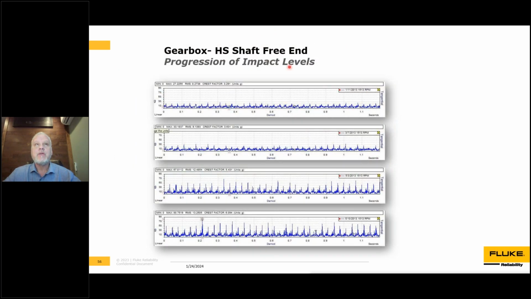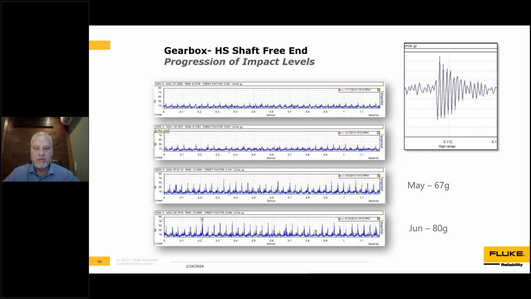And in this one, I wanted to show you that over, again, several months period of time, the progression of the impacting that we saw on this machine. I think I have the values here. Yeah, so in January it was 27, it escalated to 33, 67, and by June this thing was 80 Gs. This is actually also the very first example I gave you of that 13.5 kilohertz ring down that I used. This machine gave us some really good data to use for showing this.